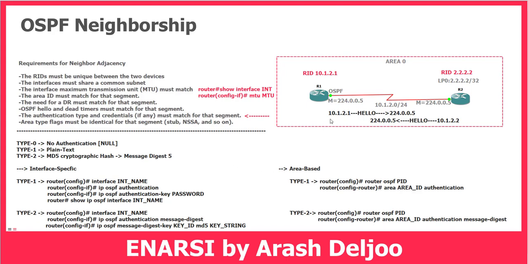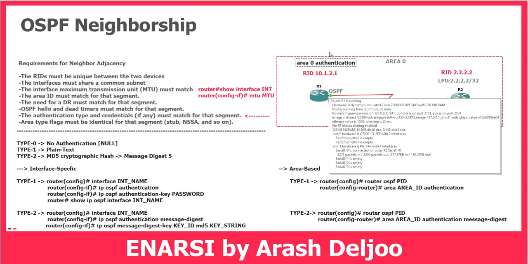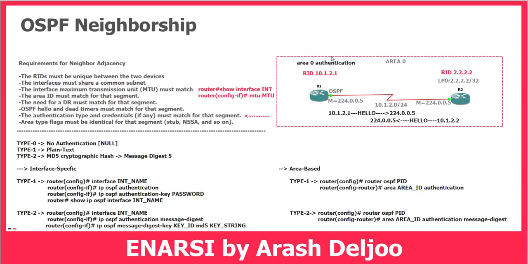Also in some cases, for example on router 1 we have configured area 0 authentication, meaning I'm going to use the clear text authentication type, type 1, for all interfaces in area 0. But for one interface you don't use authentication at all.